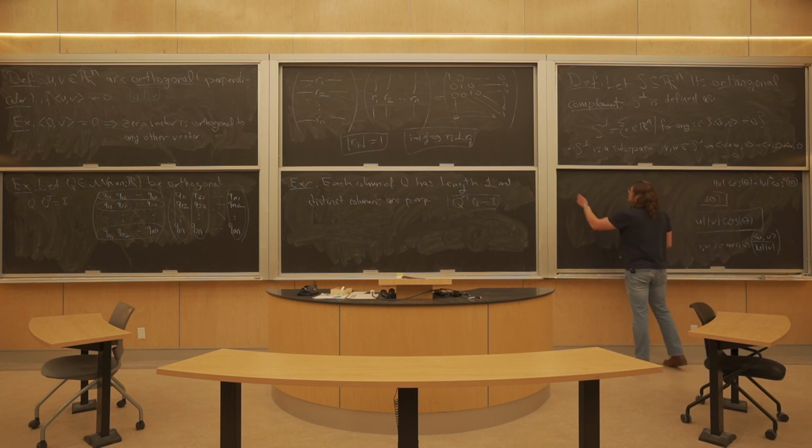Let me just write it here. If I have a V in S perp and a constant C, then C times V against a vector in S is the same thing as C times V against s. And this is 0, which means that this has to be 0. Okay.